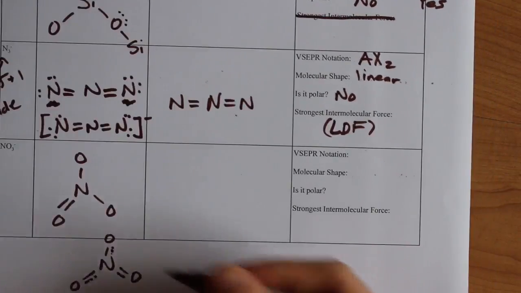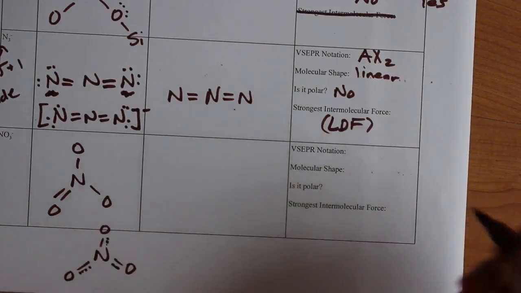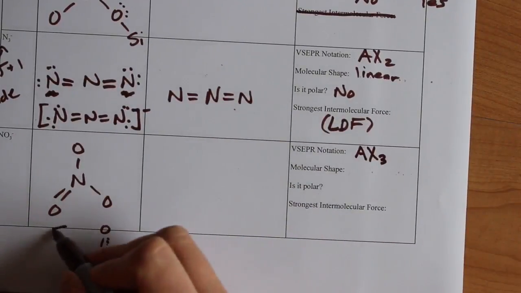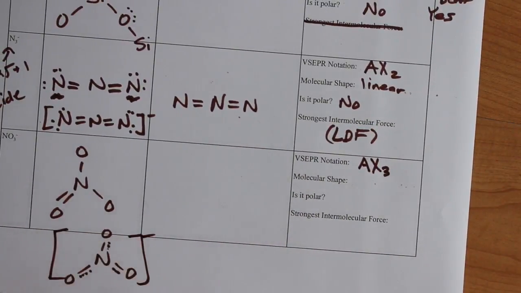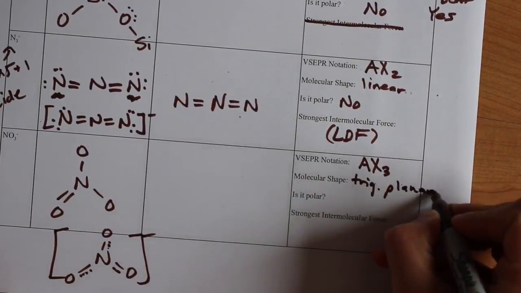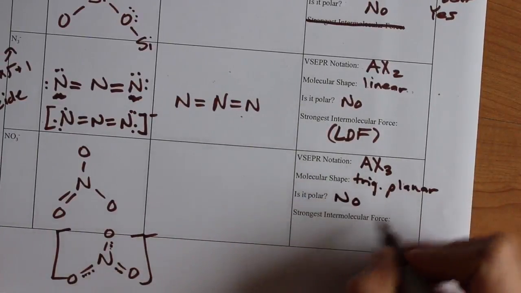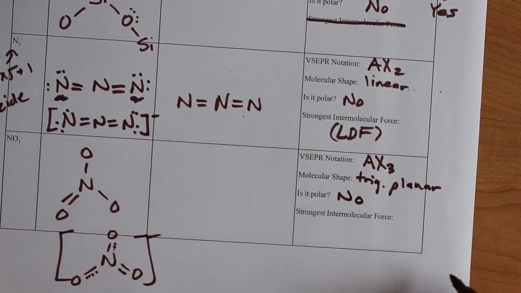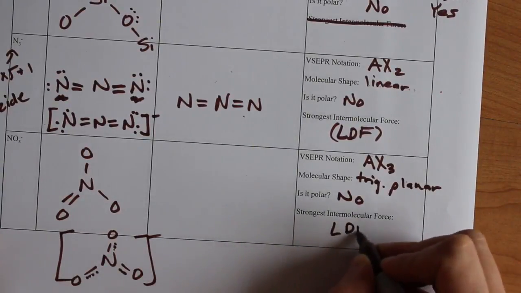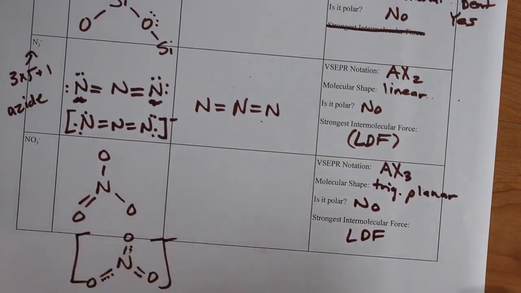In any case, in both of these structures, most specifically the resonance hybrid, there is a central atom surrounded by 3 oxygens with no lone pairs. Don't forget your square brackets with your minus charge. The molecule shape is trigonal planar because there are no lone pairs and there are 3 atoms. Is it polar? No, because the oxygens are evenly distributed. And if nitrates could interact with other nitrates, it would end up being LDFs as well. Most of the time you have HNO3 or something else bonded to the nitrate.